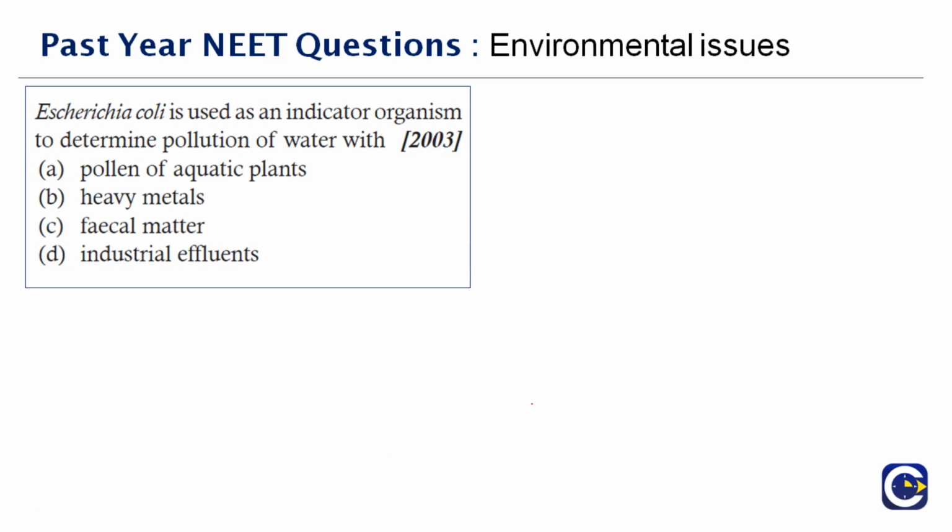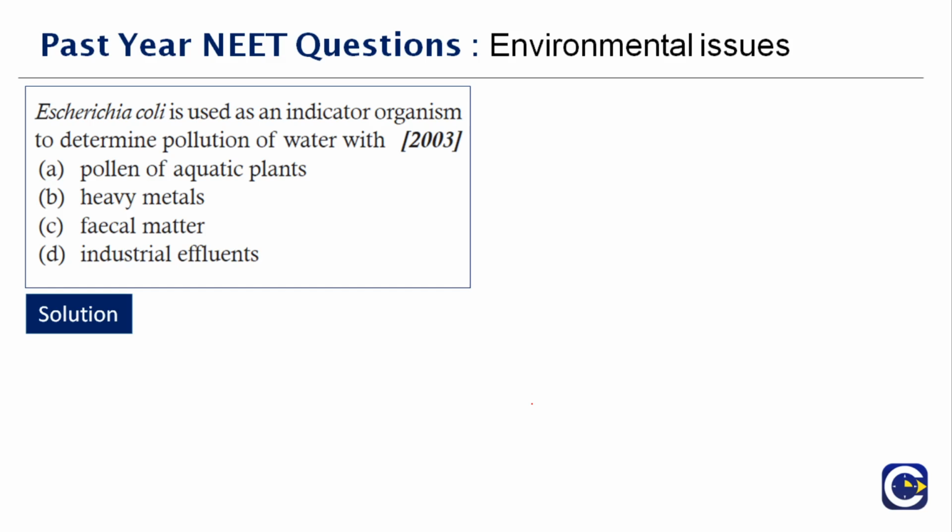E. coli or Escherichia coli is used as an indicator organism to determine the pollution of water with dash. As I told, this E. coli is present in the human intestine. So when someone passes feces near the lake or the river, they get mixed with the water. So it's the fecal matter that predominantly liberates this E. coli from the human intestine. Therefore, E. coli grows in water polluted with sewage and domestic waste, right? Therefore, the right answer to this question is fecal matter.